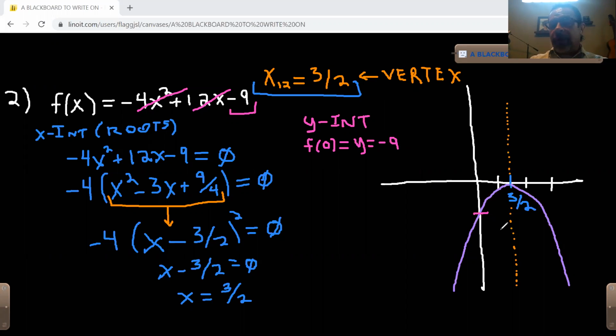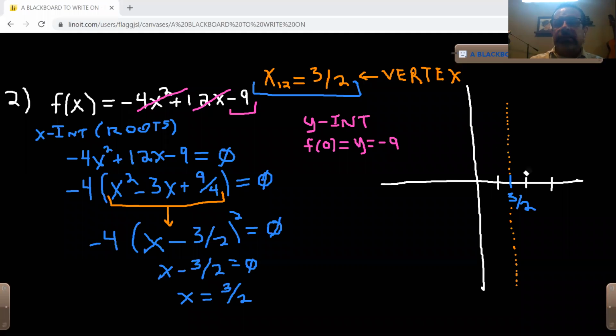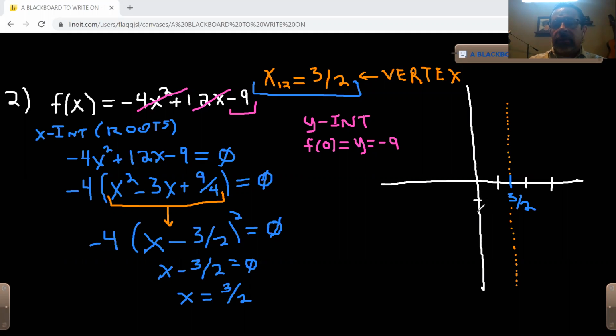Now, if we want to make this a little bit more accurate, this isn't so proportional. So actually, I'm going to erase the parabola. What's happening here is that I'm going to exaggerate this a bit. It's going to be 1, 2, 3, 4, 5, 6, 7, 8.